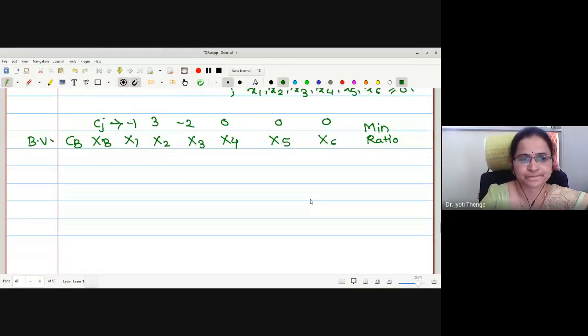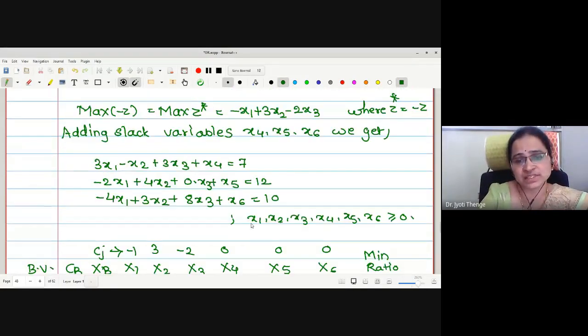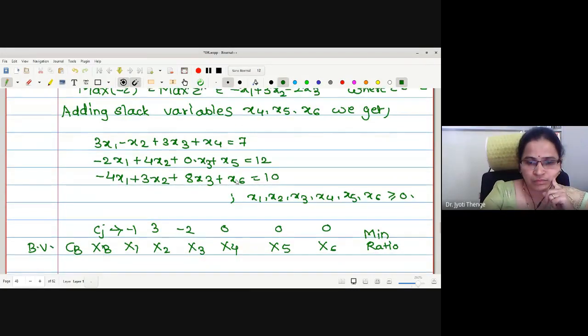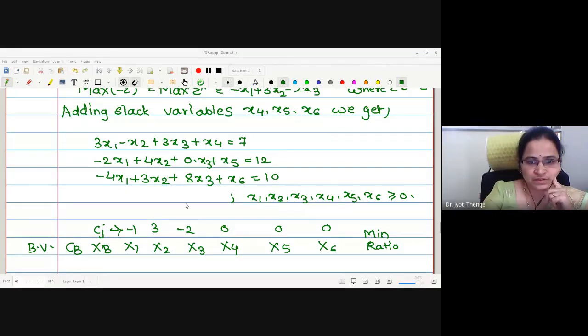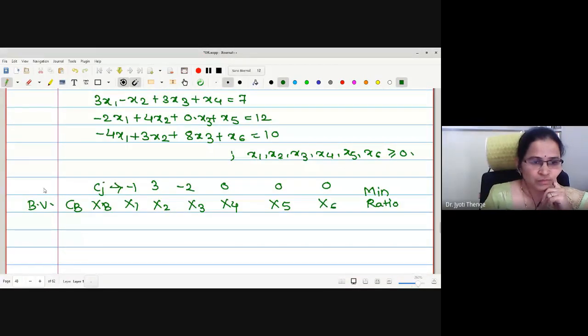What are the basic variables? What is the basic variable selected here? Columns corresponding to the identity matrix: X4, X5, X6. What is the cost? 0, 0, 0. What is XB, the initial basic feasible solution? Right hand side constants: 7, 12, and 10.